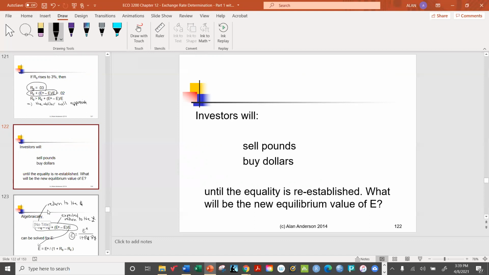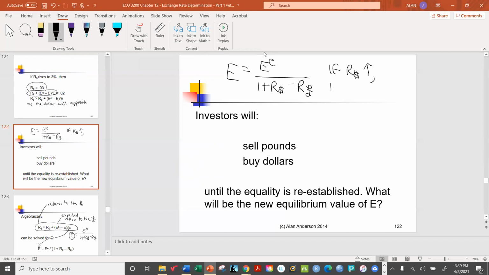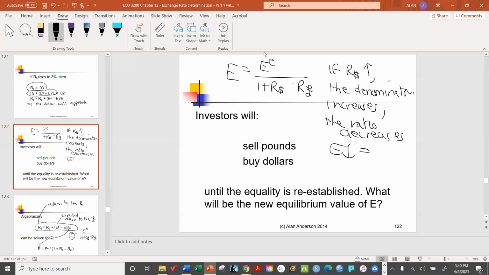So let's prove this mathematically. Remember, I just want to remind you, the formula for the equilibrium exchange rate is this. So just looking at this algebraically, if the US interest rate increases, the denominator increases. And that means the entire ratio decreases. And of course, that means E is falling, which means a stronger dollar.